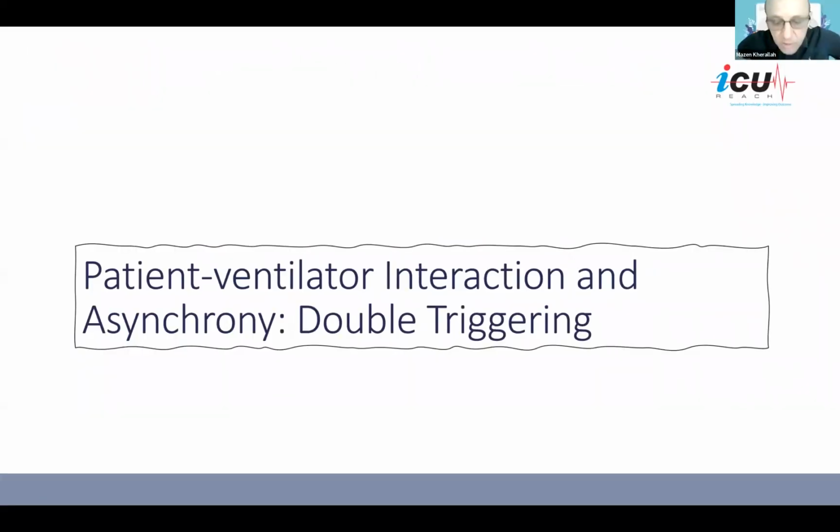Excellent. So today is going to be interesting, and we'll go in details to discuss double triggering on mechanical ventilation, an event that happens a lot, and we will learn how we can identify it and then see what we can change on the ventilator in order to eliminate double triggering.